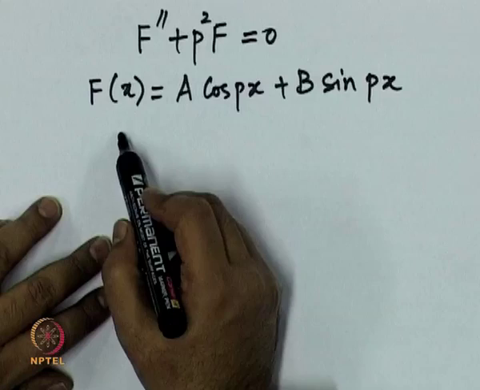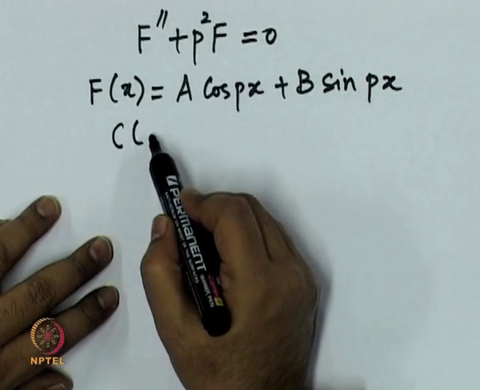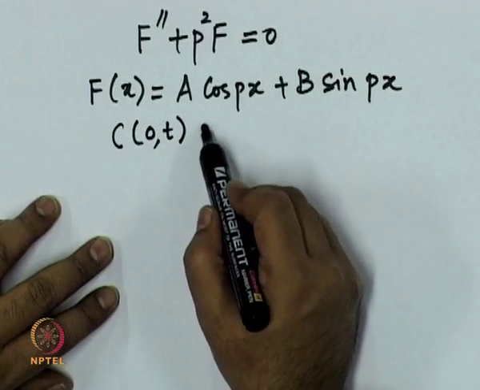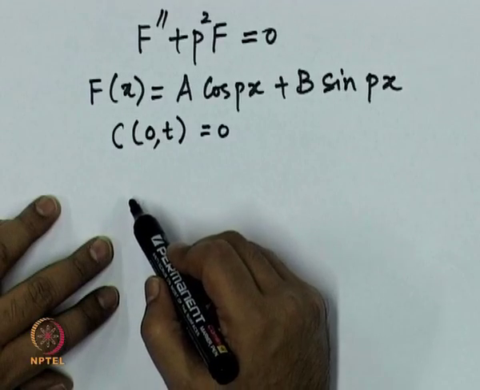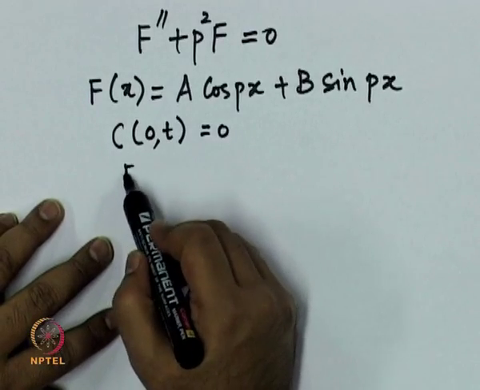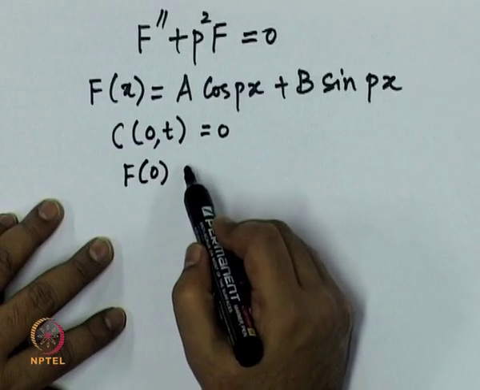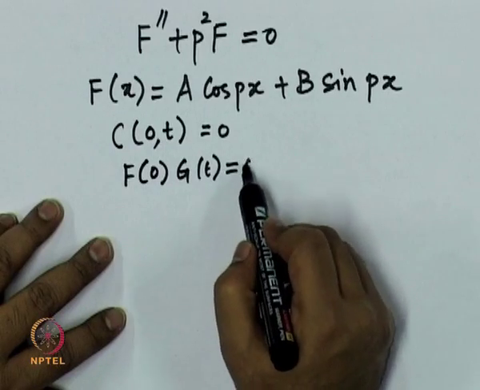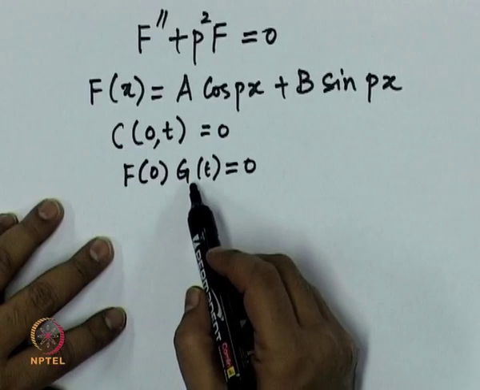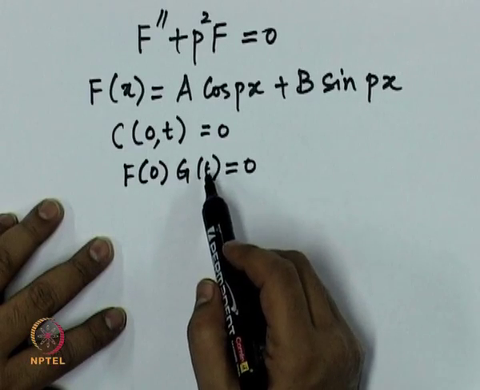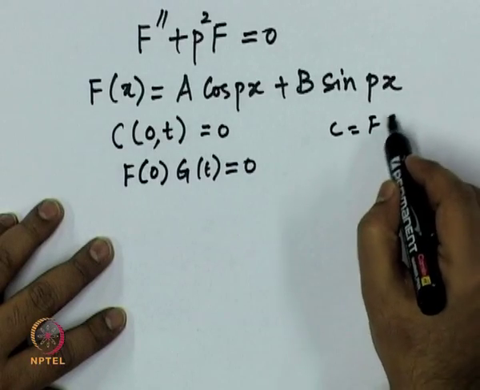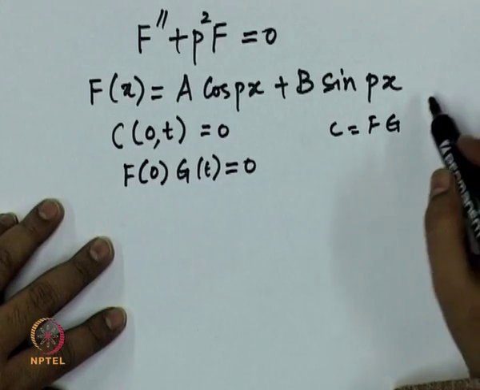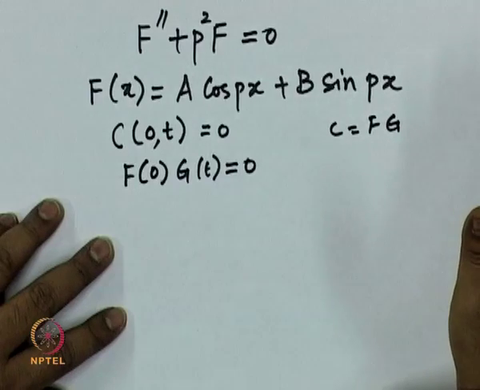The boundary conditions say that C at the position 0 for all time is equal to 0. But that means f at 0 times g of t, for all t, should be equal to 0. I cannot assume g to be 0, because if g is 0, then since c is equal to f times g, c is always 0. So, that is a trivial solution.